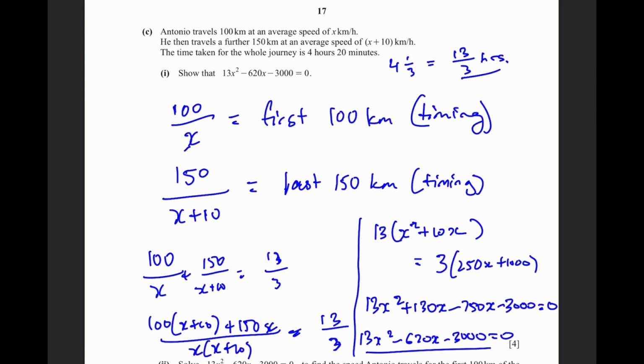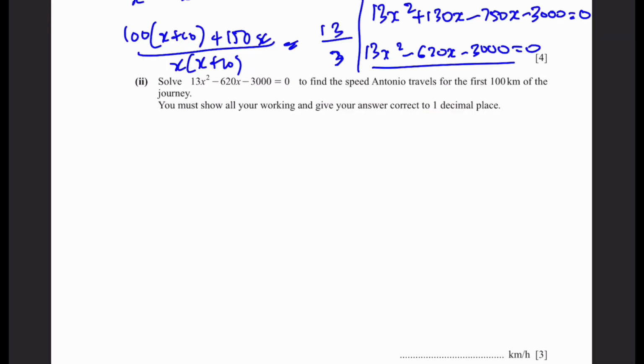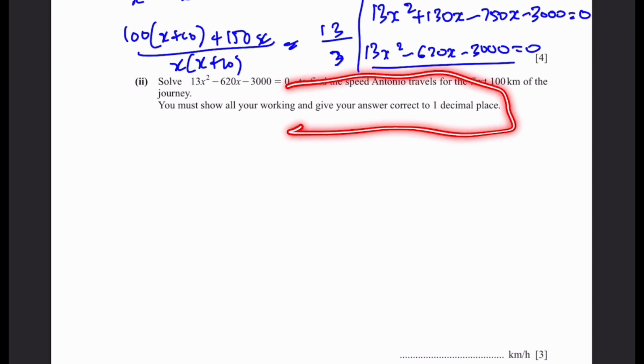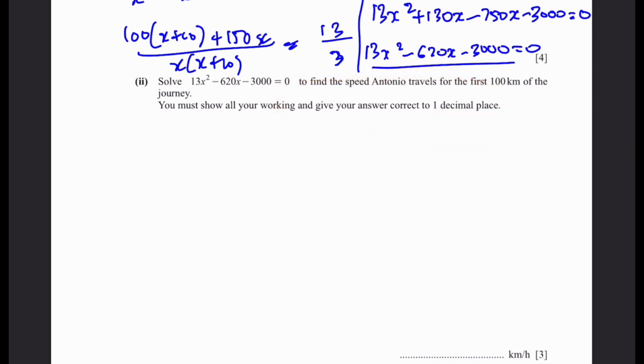Now going to part 2. Solve 13x squared minus 620x minus 3000 equals 0 to find the speed Antonio travels for the first 100 kilometers of the journey. You must show all your working and give your answer to 1 decimal place. Well, if the question asked for 1 decimal place as related to solving a quadratic, we know that we either have to complete the square or use the quadratic formula. Here, it's best to use quadratic formula.